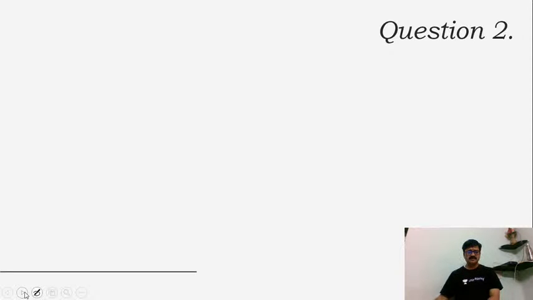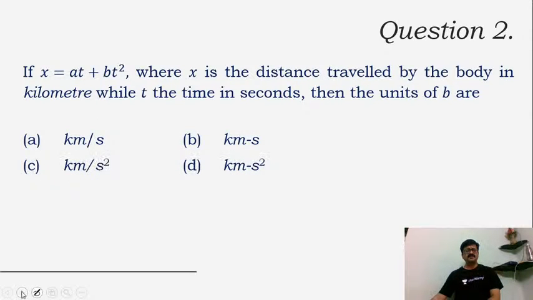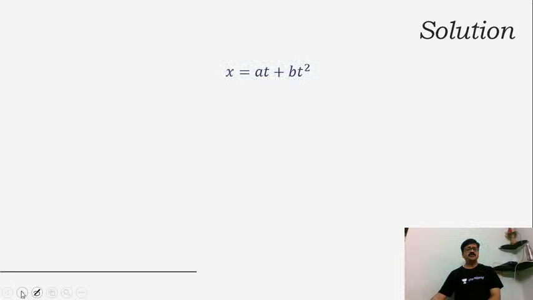So as you all can see, second question, what it reads. Now if x = at + bt², where x is the distance traveled by the body in kilometer while t is time in seconds, then the units of b are, okay, fine. Now the units are given like this. Okay, so let me just go ahead and solve this question quickly. Now, as we all know, we have x = at + bt². This is the equation given to us.